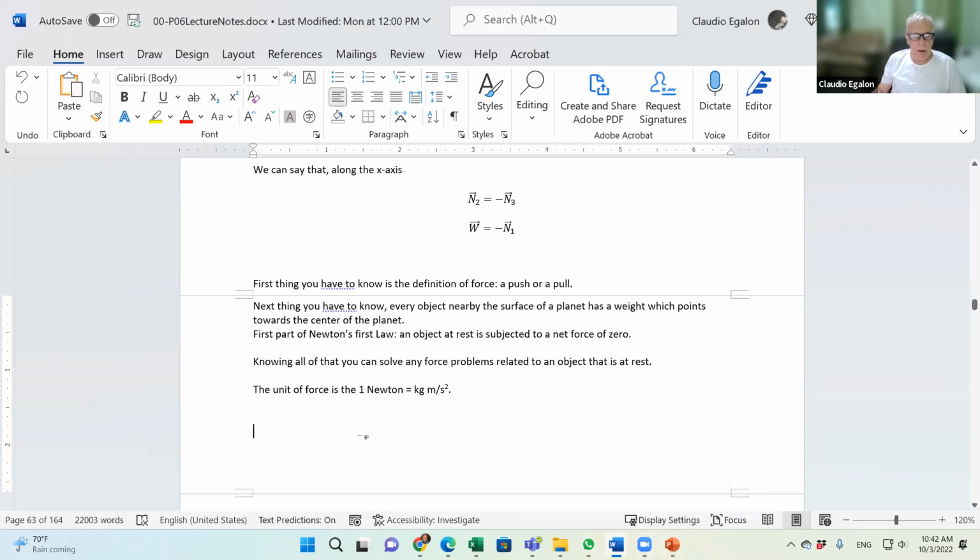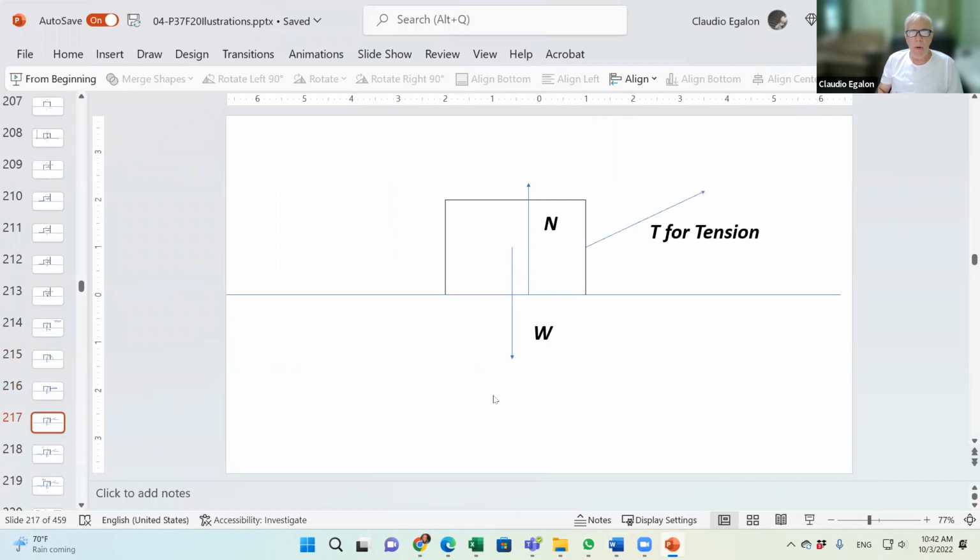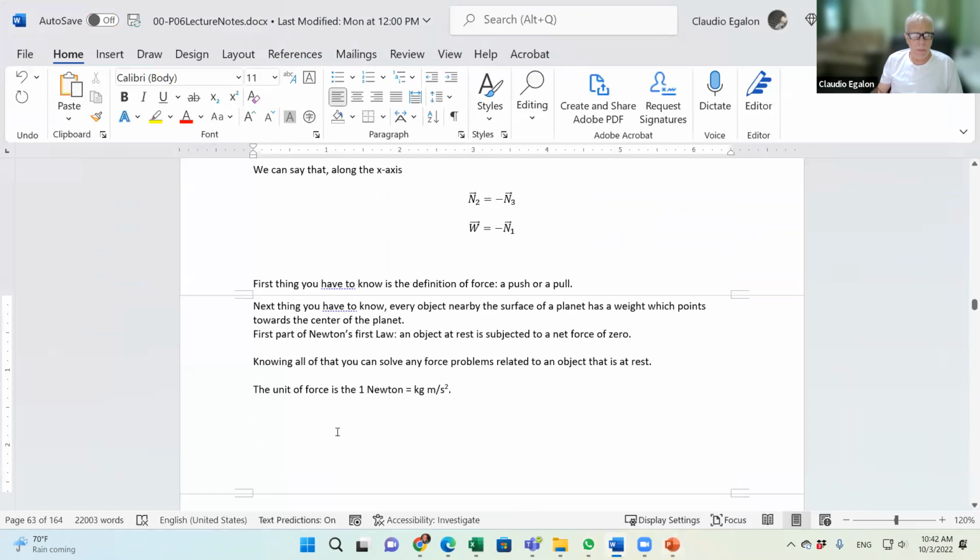Okay. What's next that you have to know? Okay, so one more thing you have to know. Okay, there's another type of force. So here you go. So you learned about two types of force. We learned about the following forces. Weight and normal. Okay. Normal is a force that surfaces apply to an object.